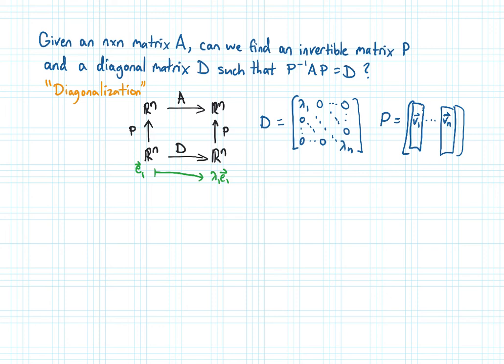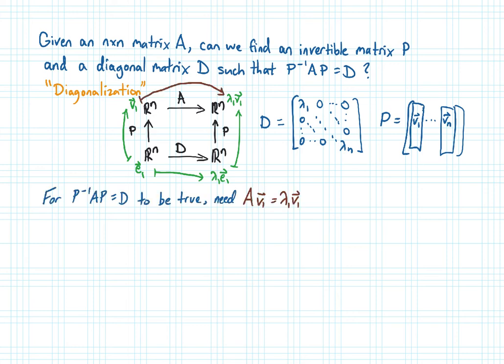On the other hand, if you multiply e1 by P, then you get the first column of P, which is v1. But if you multiply lambda 1 times e1 by P, then that lambda 1 can pull out, and you get lambda 1 times v1. And so, in order for the diagram to work, in the sense that P inverse AP would be equal to D, it's necessary that A times v1 is equal to lambda 1 times v1. And if we went through this same analysis for e2, e3, etc., we would get similar equations.